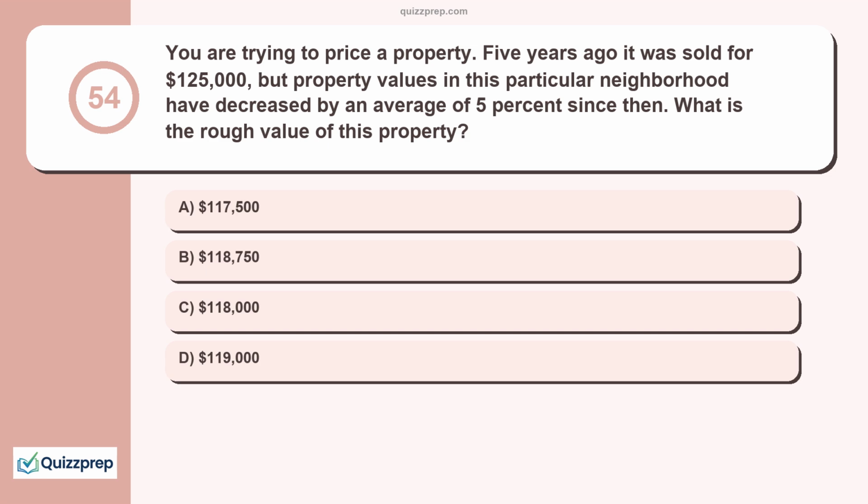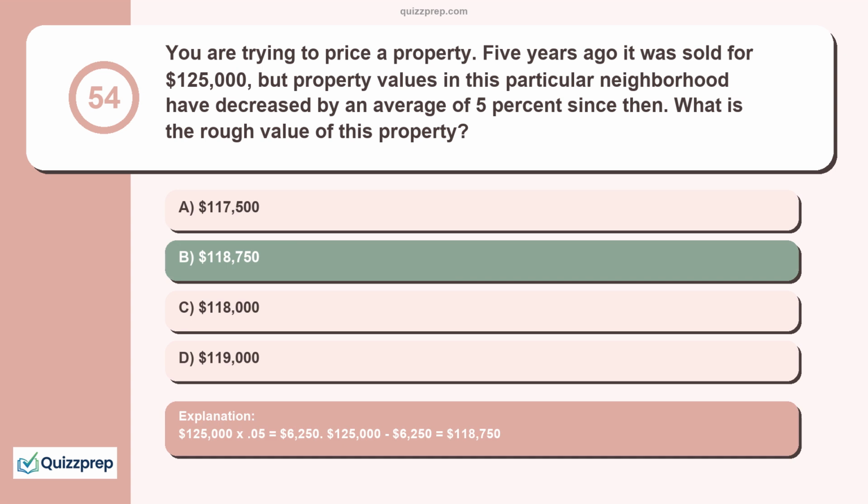Question 54. You are trying to price a property. 5 years ago it was sold for $125,000, but property values in this particular neighborhood have decreased by an average of 5% since then. What is the rough value of this property? $117,500, $118,750, $118,000, $119,000. $125,000 x 0.05 equals $6,250. $125,000 minus $6,250 equals $118,750.